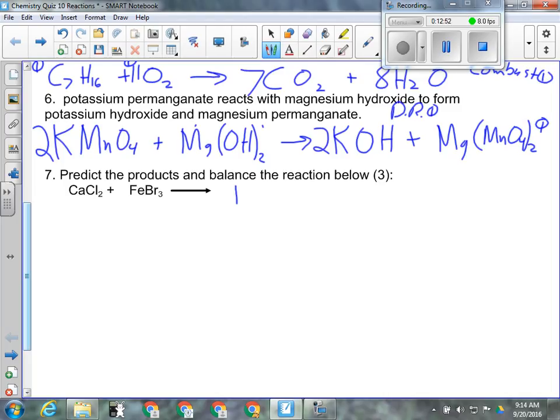Okay? Iron's new partner is going to be chlorine. Okay? Since iron was a 3+ over here, it's also a 3+ over there. So it'll be iron and 3 chlorines. Okay? And calcium is now going to be with bromine. Okay? Calcium's 2+. Bromine is 1-, so we're looking at CaBr2 on the other side. So now I've predicted the products. Was that very hard? Not really.